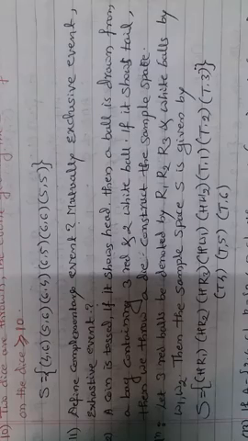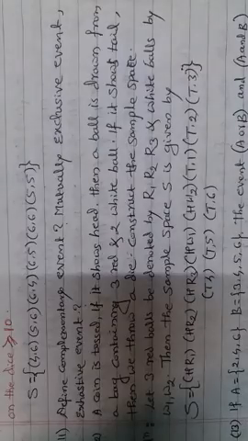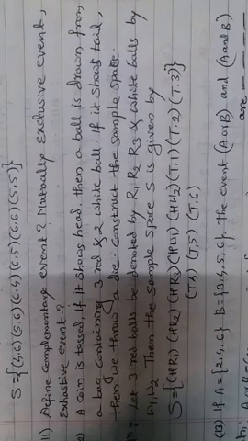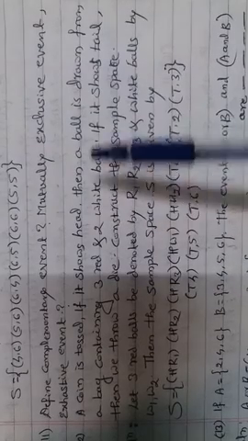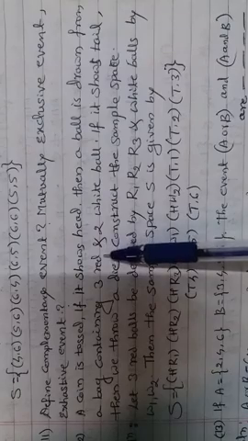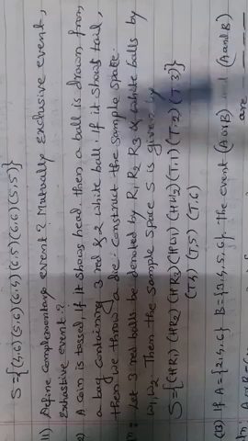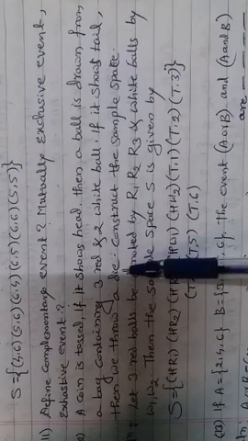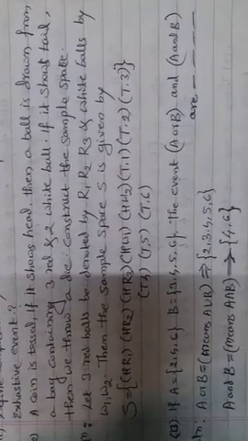Welcome back. Question number 11, already a definition based question it is. Then come to the next. A coin is tossed. If it shows head, then a ball is drawn from a bag containing 3 red and 3 white balls. If it shows tail, then we throw a die. Construct the sample space.